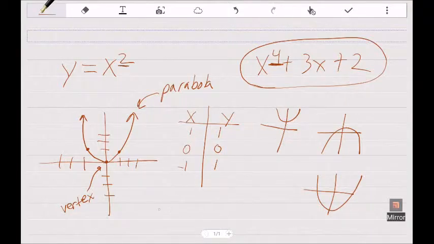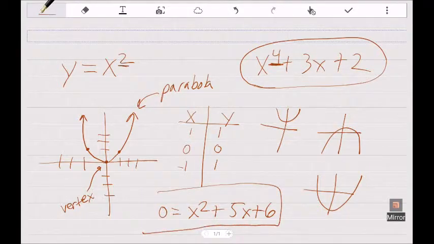Like if we had 0 equals x squared plus 5x plus 6, it's still going to be some kind of parabola. It's just going to be a little funky looking. It might be stretched out, it might not touch the origin, it might not cross the x-axis at all. It's going to look like something, but it's just some kind of variation from it. It's a transformation. So, let's take a look at that one in just a little bit more detail.